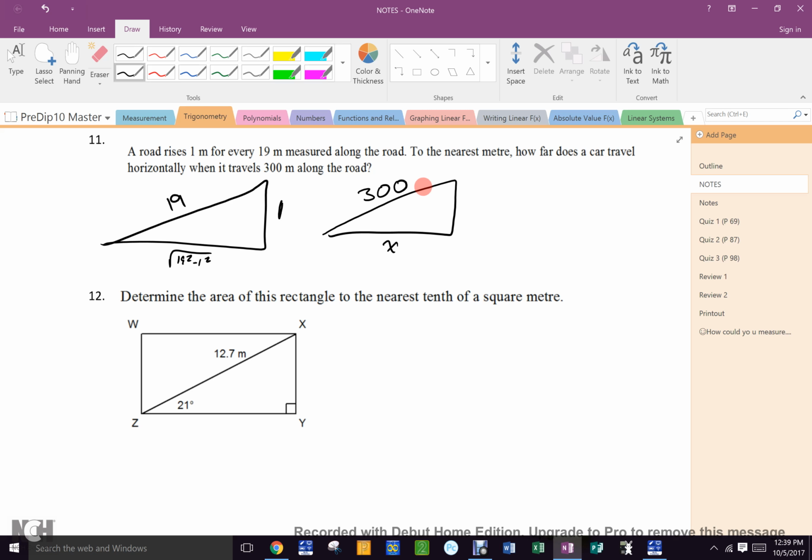Yes? I wasn't gonna do that. But you were using ratios because you were dividing 300 by 19. It's all similar triangle stuff. That is one way to do it. Is there another way that you could do this question?